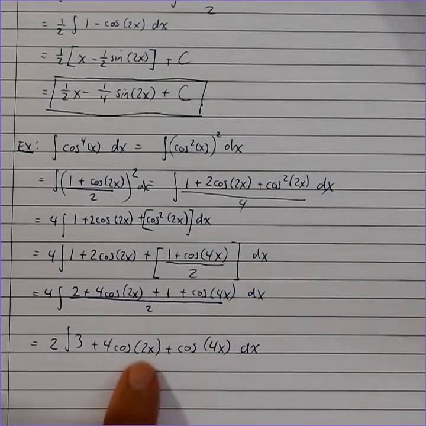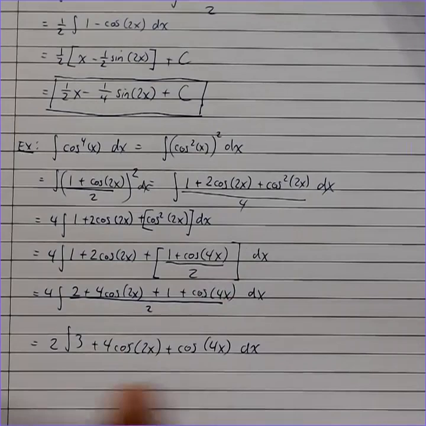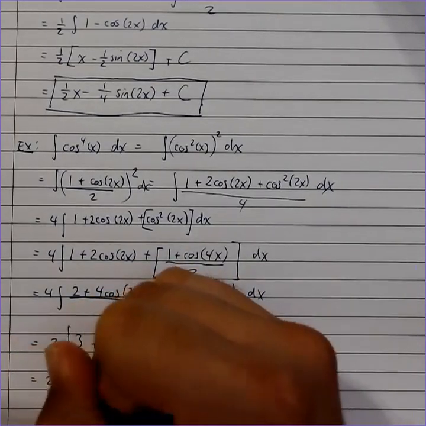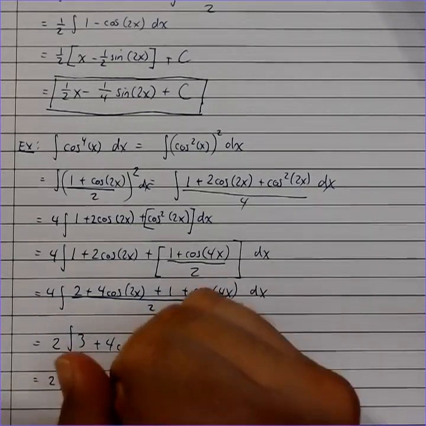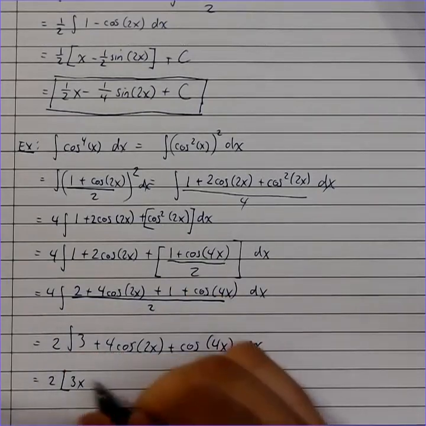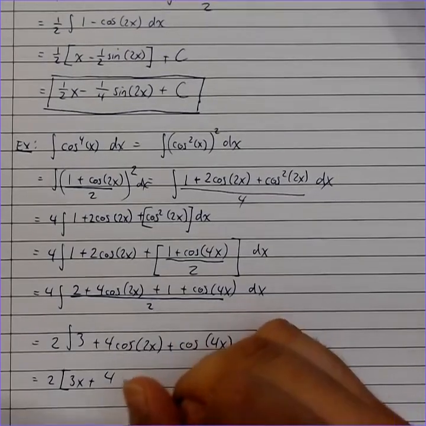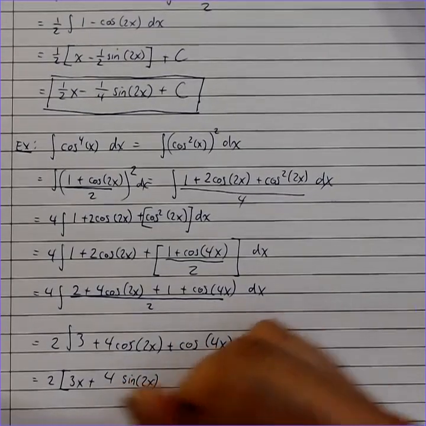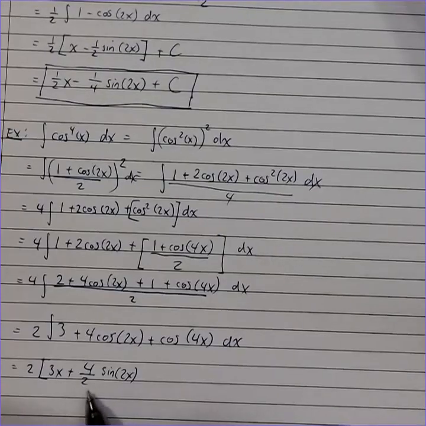And now, even though our arguments are in terms of 2x and 4x, we still just have cosine of arguments, which means that now we can integrate. All of these are accessible to us. That's going to be the integral of 3 with respect to x, that's 3x, plus 4 times the integral of cosine of 2x, which is going to be the sine of 2x, but then we have to divide by 2 because of that expression here. The derivative of 2x is 2, which means you would divide by that 2.